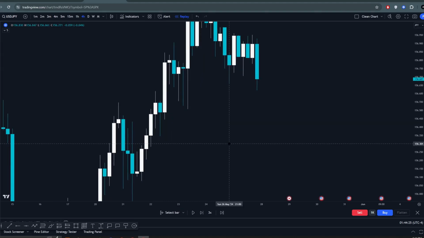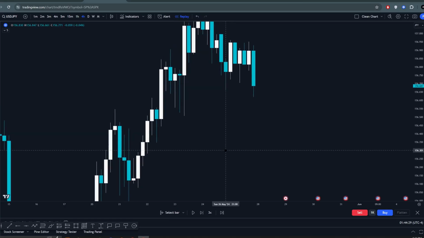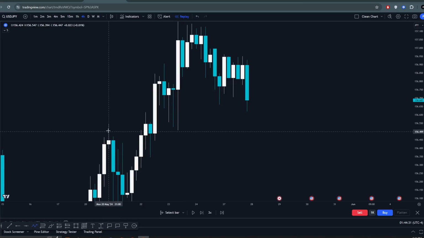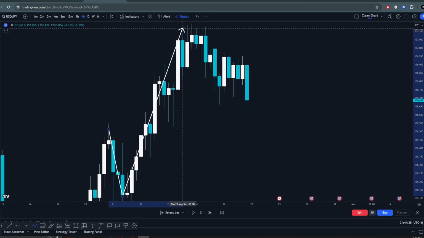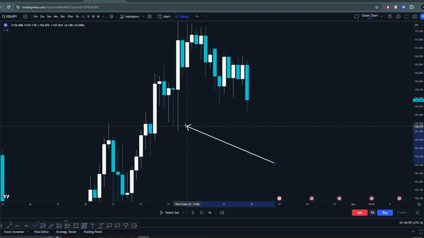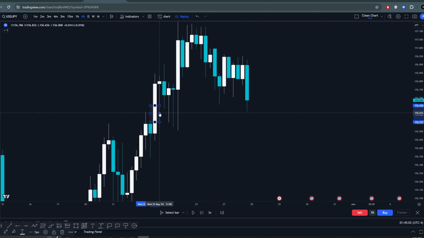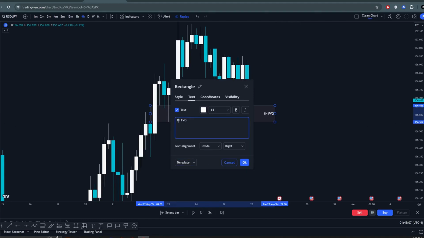Looking at the 4-hour time frame, we can see that the price is overall bullish. We have here a retracement, continuation higher, and at the moment we are having a retracement and we are most likely to continue moving higher. We have here a 4-hour fair value gap. Let's mark it out. This is a 4-hour fair value gap.